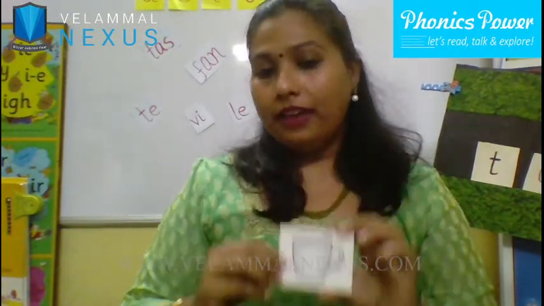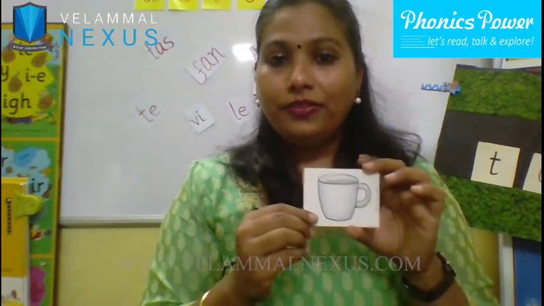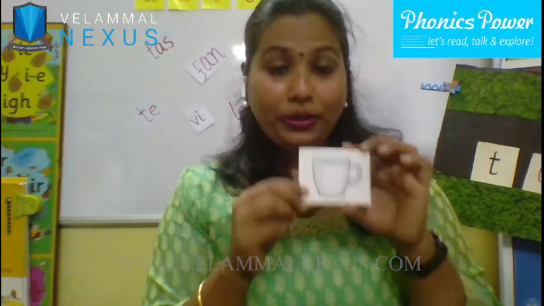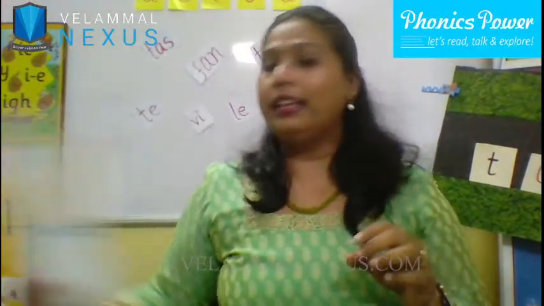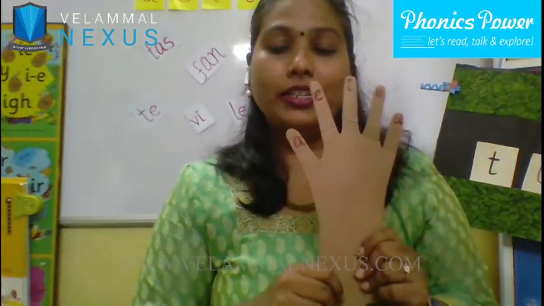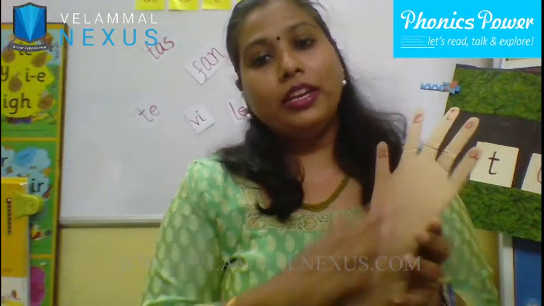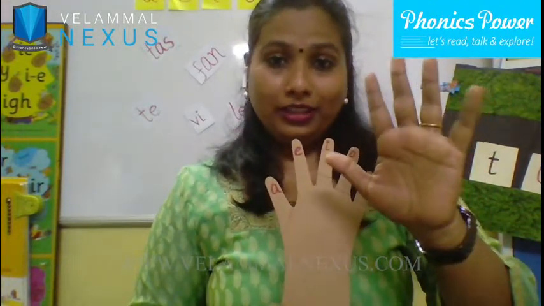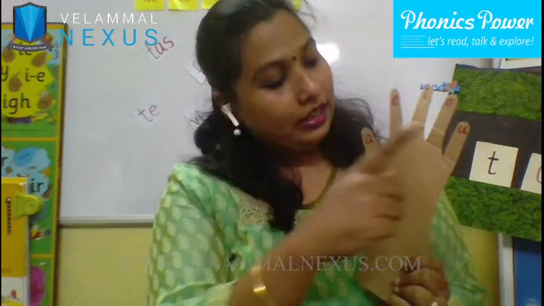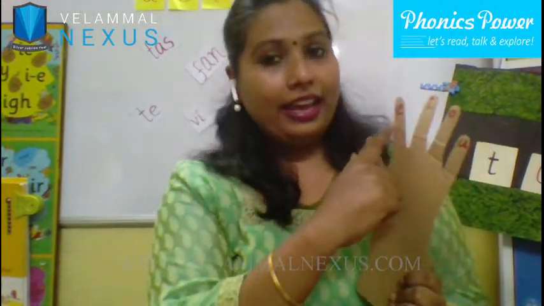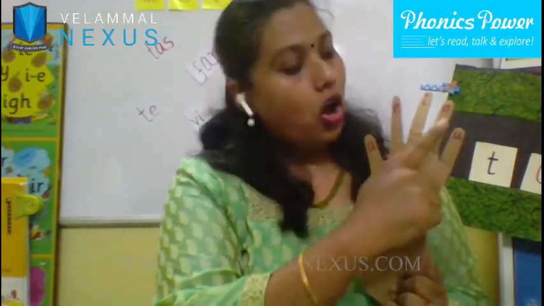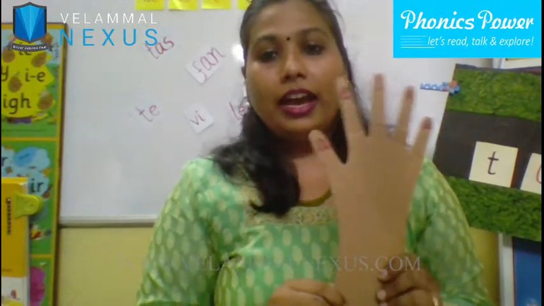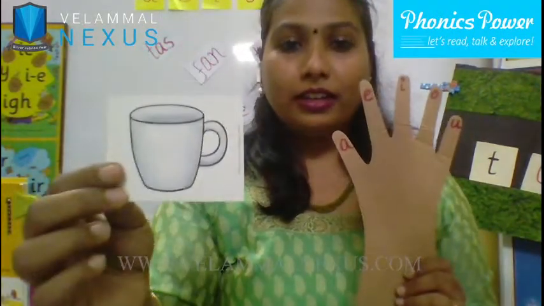Now I have three-letter word, that is CVC, picture cards with me. And I also have something else with me. This is called a vowel hand. You can make your own vowel hand, or you can even use your own fingers. So it is a, e, i, o, u. And I picked a card, cup.